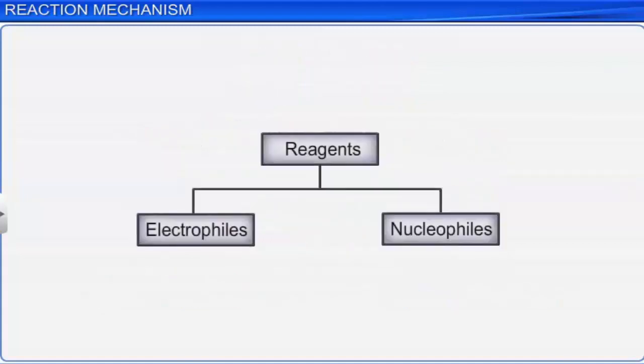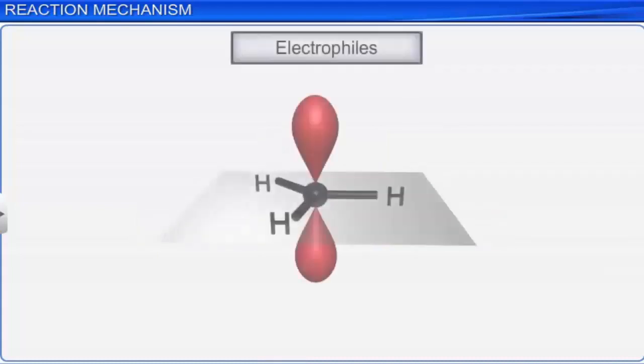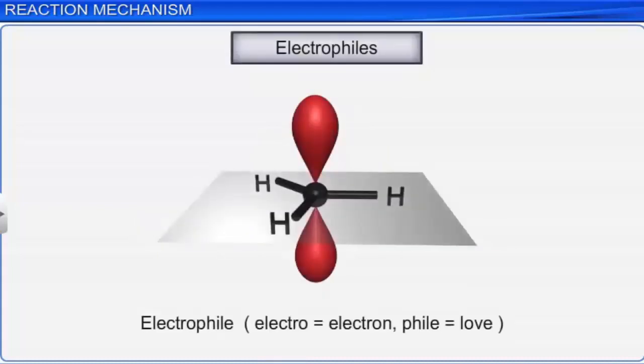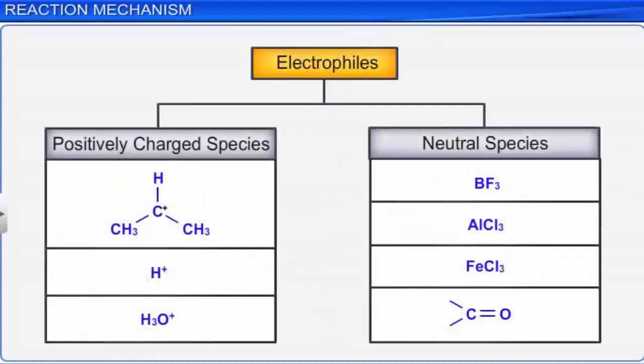Polar organic reactions are caused by 2 types of reagents: electrophiles and nucleophiles. Electrophile is an electron-seeking or electron-loving species, as it is electron deficient. Electrophiles may be either positively charged, such as carbocations, hydrogen ion and hydronium ion, or electrically neutral species such as boron trifluoride, aluminium chloride, ferric chloride and carbonyl group.